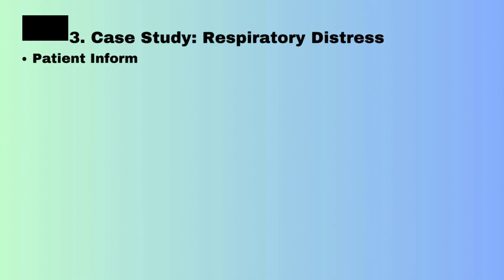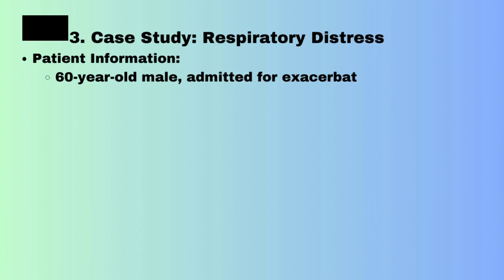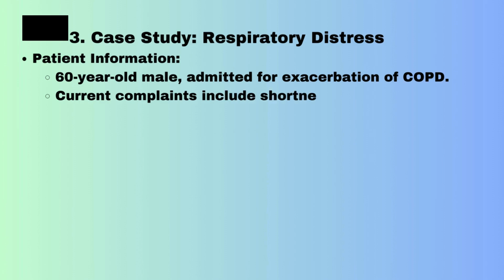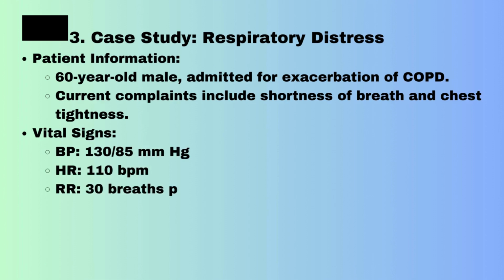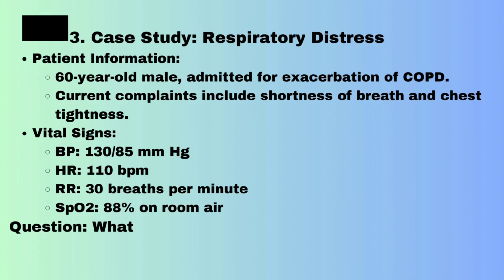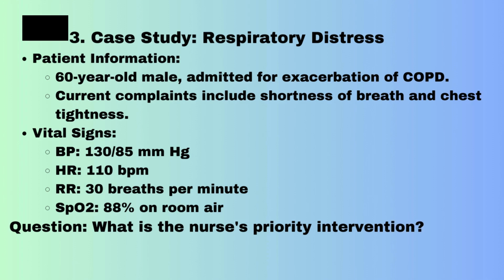3. Case study, respiratory distress. Patient information. 60-year-old male, admitted for exacerbation of COPD. Current complaints include shortness of breath and chest tightness. Vital signs. BP 130/85 mmHg. HR, 110 BPM. RR, 30 breaths per minute. SpO2, 88% on room air. Question. What is the nurse's priority intervention?